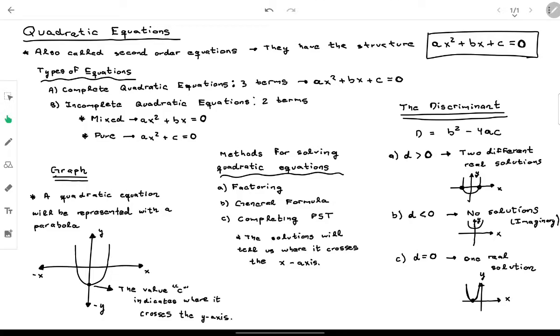So let's talk a little bit about something called the discriminant of the quadratic equation. The discriminant has this little formula. Remember, a, b, and c are part of the quadratic equation.